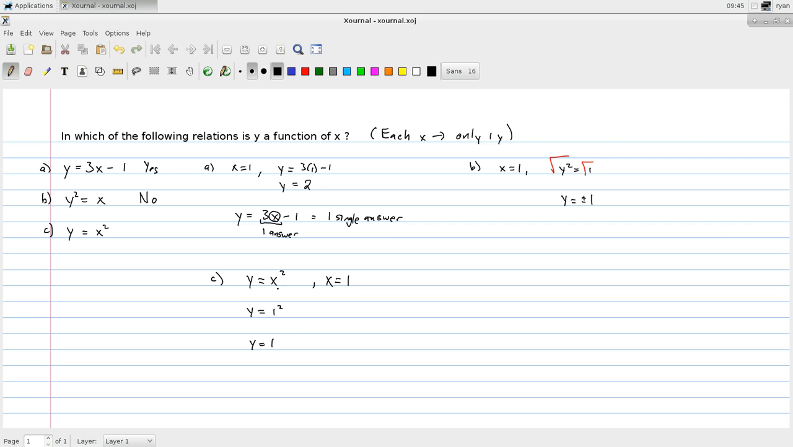Well, if you were to take any number for x, and you square it, if you multiply it by itself, there's only one single answer. So that says regardless of what we chose for x, there is only one single y value. So that says that yes, this is a function.